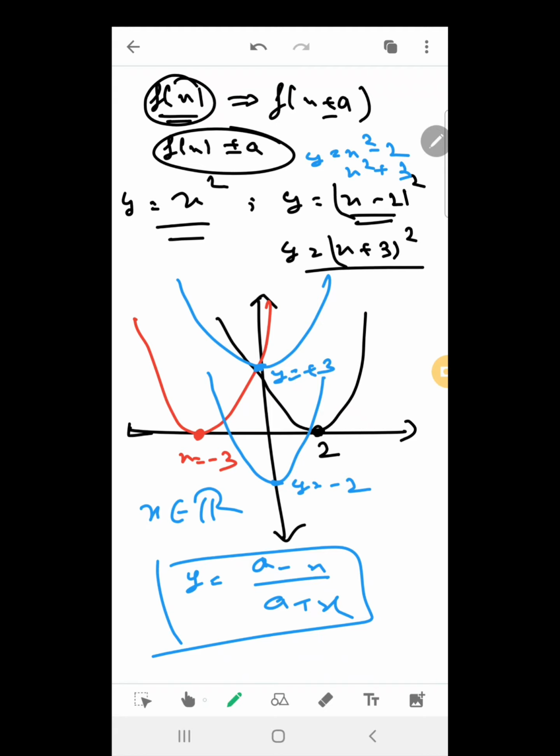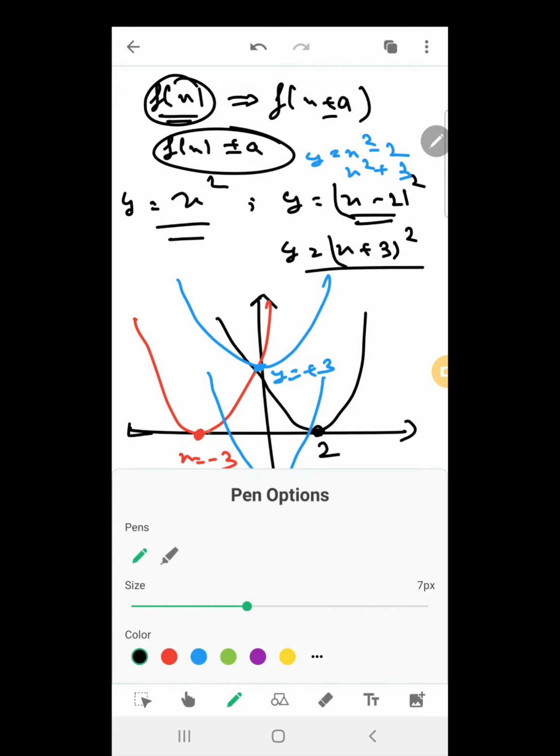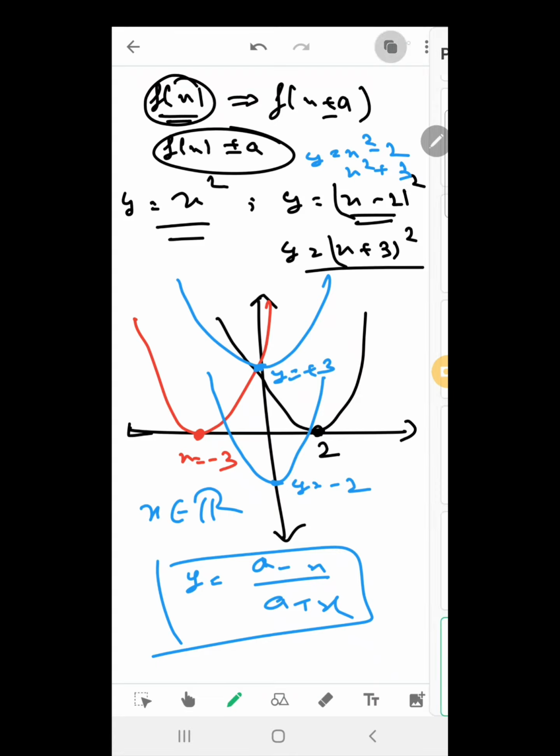Clear? Always remember this. Basically, I'm telling you the reason behind this also. If you have a function from D to R, its inverse function lies from R to D, where R is the range. I'm not talking about codomain, I'm talking about range. Range is a subset of codomain.